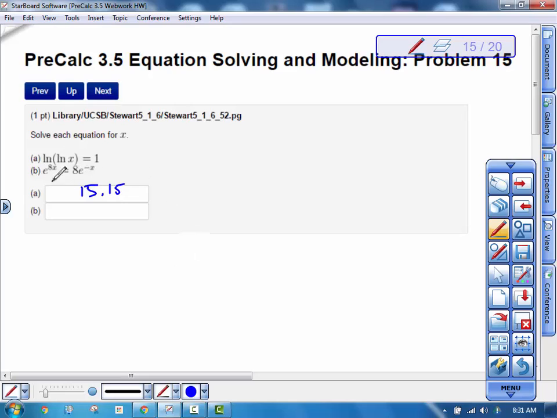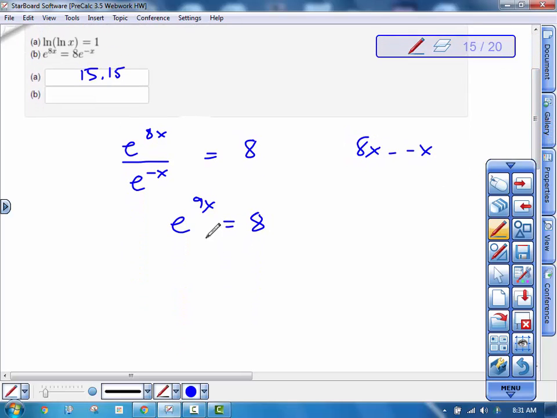I'm going to try dividing both sides by e to the negative x, so I have e to the 8x divided by e to the negative x. When you have like bases, you can subtract the exponents, so I have 8x minus negative x, which is really 9x. So this is really e to the 9x equals 8. And then I can change this into log form, so natural log base e of 8 equals 9x. Divide both sides by 9, and there's my answer right here, which I can probably do as a decimal, 0.231.